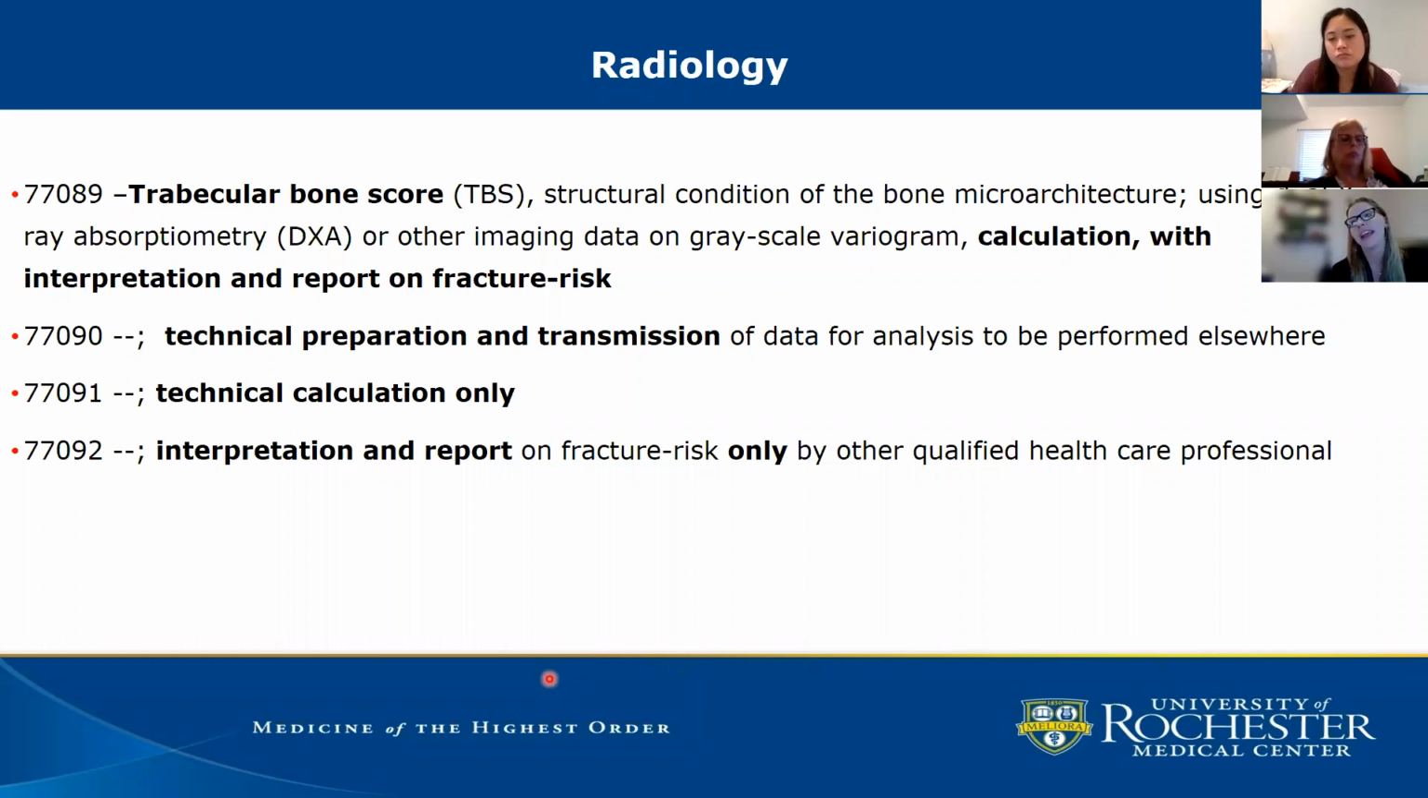So 77089, this is for the trabecular bone score, including the calculation with interpretation and report on the fracture risk. And then the code below that, 77090, is just for the technical preparation and transmission of that TBS. 77091 is if it was just the technical calculation only. And 77092 is if they did interpretation and report on the fracture risk only, and that would have been performed by another healthcare provider.